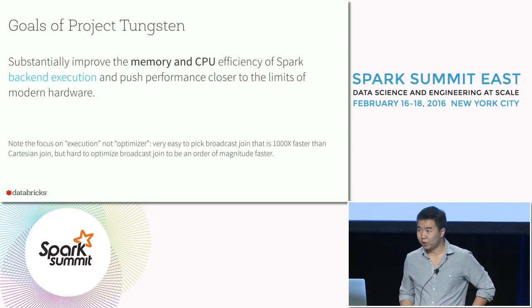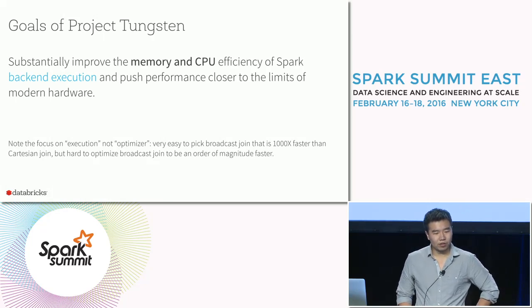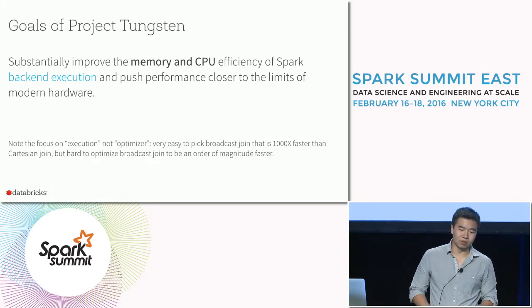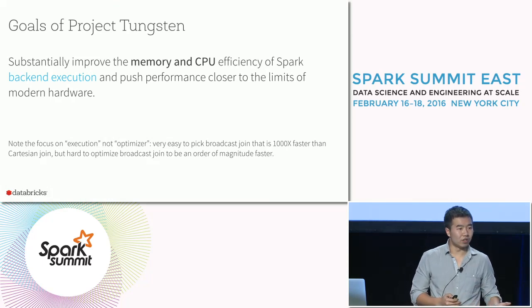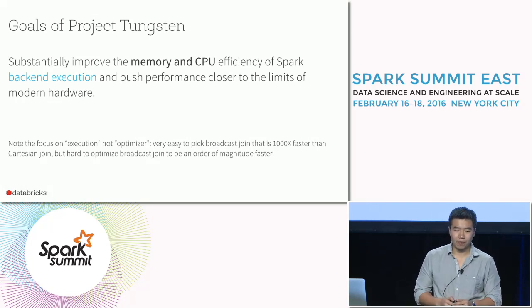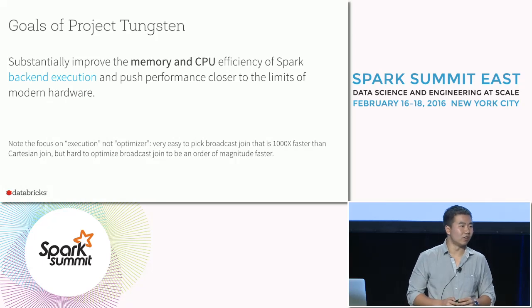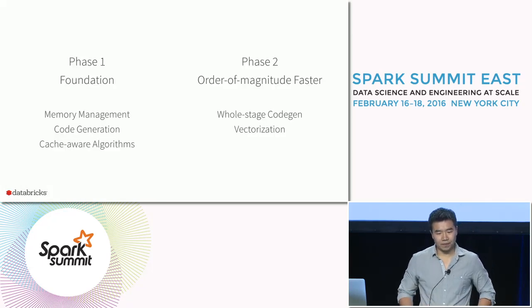For those of you who have been to similar talks in the past, this should look very familiar. The goal here is that we want to substantially improve the memory and CPU efficiency of Spark's core execution engine and push the performance closer to what the hardware can provide for us. This is both to address the hardware trends as well as to set us up for what we think will be hardware trends in the future. And just to note that the emphasis here is just on the core execution engine. We're not looking at things like the Catalyst planner.